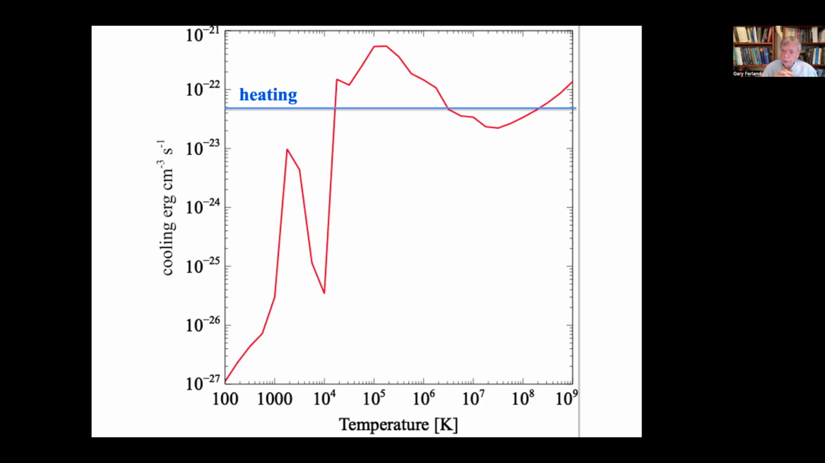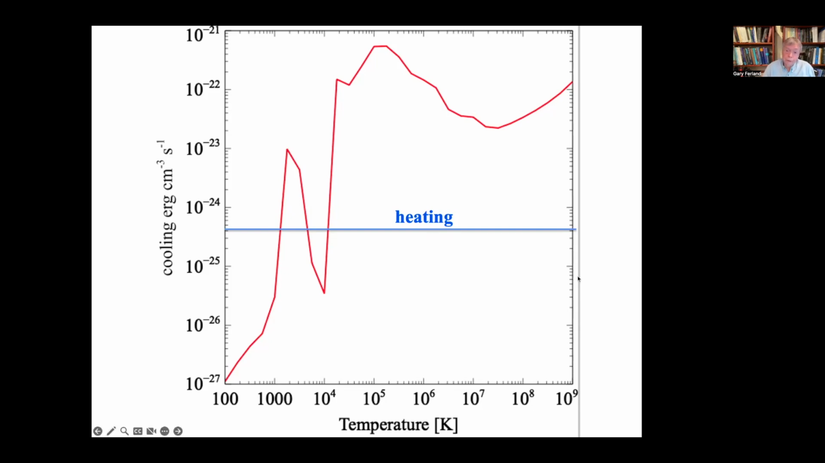There are usually three regions where thermal equilibrium is possible. In this instance, there's one at about 10,000 degrees, another at about a million degrees, and then another at 100 million degrees. If you had a different heating rate, a much smaller one, there'd still be three possibilities, but only colder. So this would be over here at 1,000 Kelvin, another one at about 3 or 4,000 Kelvin, and then another one at say 10 or 15,000 Kelvin. So three phases in equilibrium.